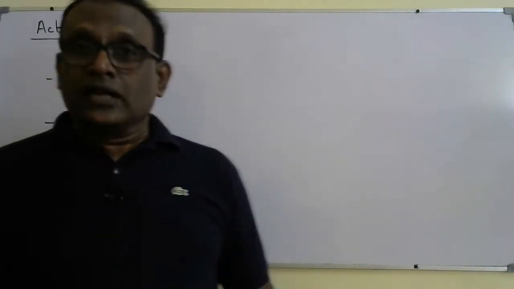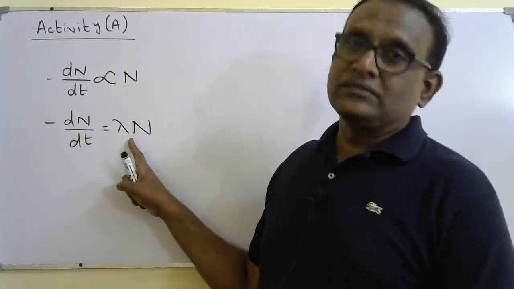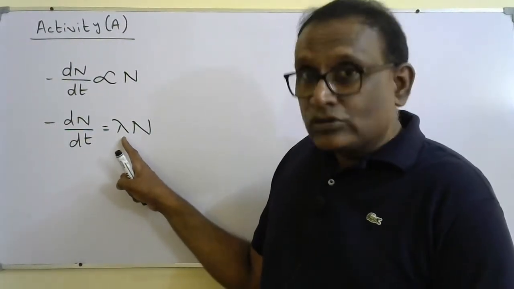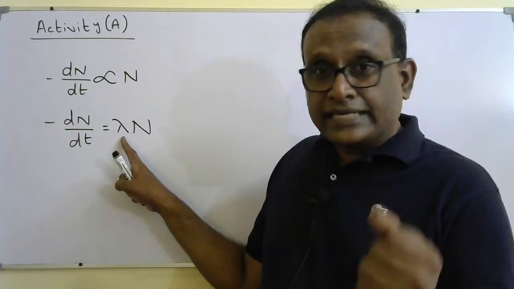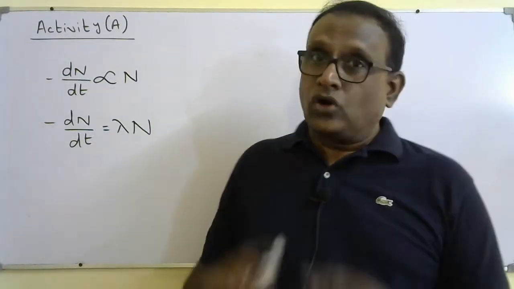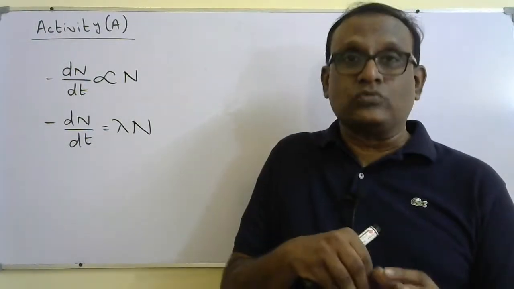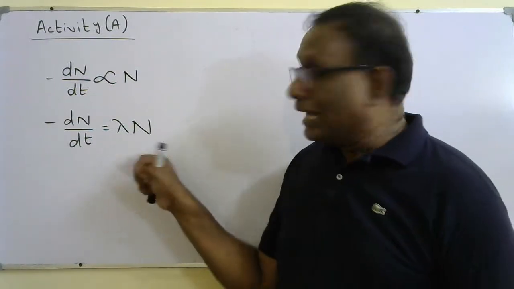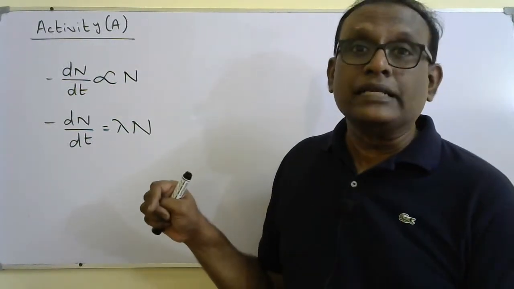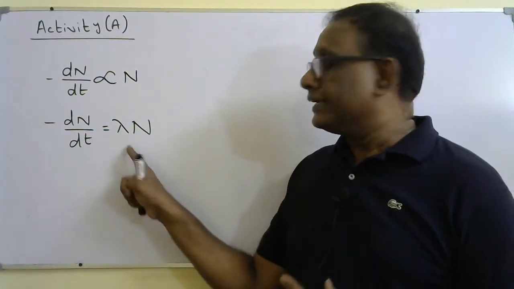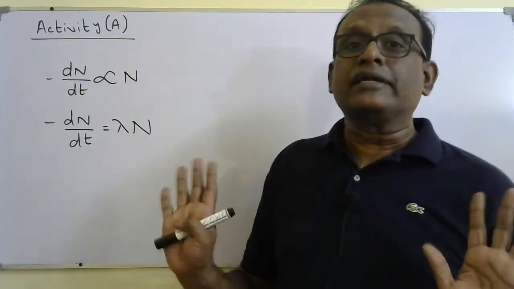And also lambda is less than 1. We know that because otherwise it can't be equal to 1. If it is equal to 1, at an instant all the N will decay. So always lambda is less than 1. So we say lambda indicates the probability of decay.